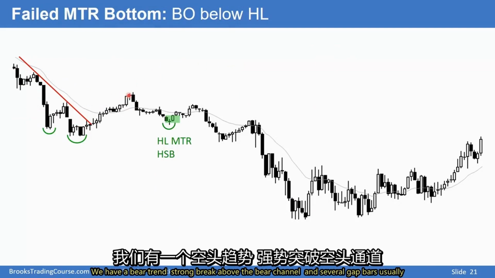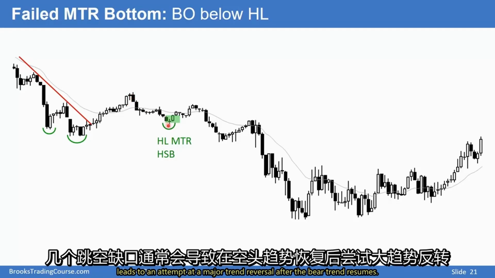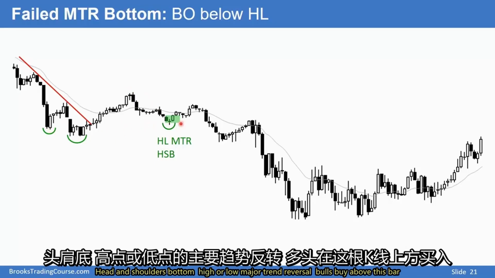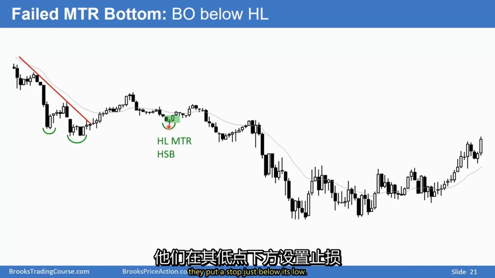We have a bear trend, strong break above the bear channel, and several gap bars. Usually leads to an attempt at a major trend reversal after the bear trend resumes. Head and shoulders bottom, higher low major trend reversal. Bulls buy above this bar. They put a stop just below its low.